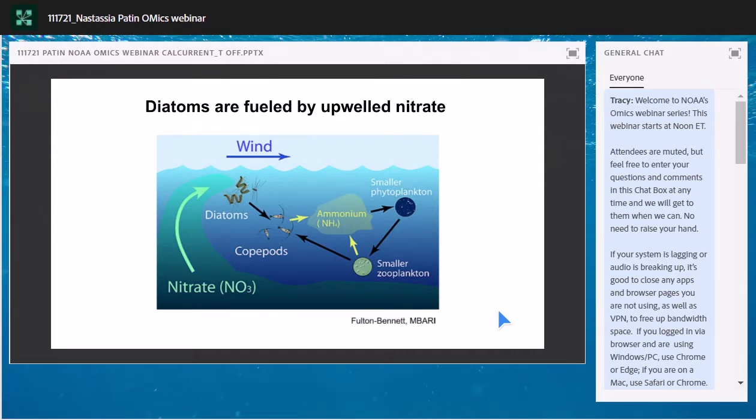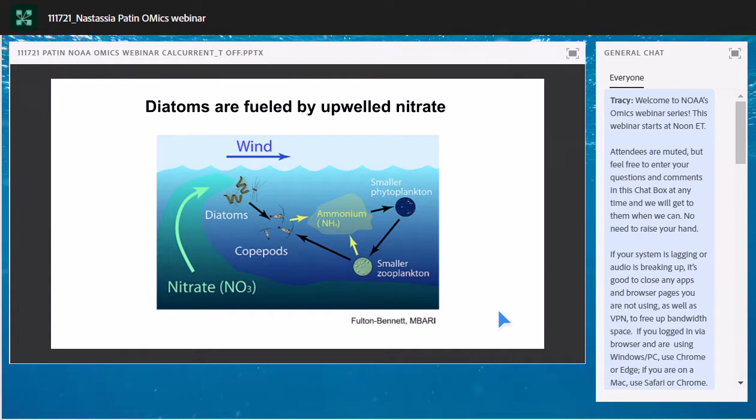diatoms. These are extremely important unicellular phytoplankton that are involved in a lot of primary productivity. In the California current, the typical paradigm is that during spring upwelling, diatoms are the first types of phytoplankton to bloom, fueled by this upwelled new nitrate coming from the deeper ocean. And they are your sort of r-strategists. They can uptake this nitrate very quickly, bloom very quickly.